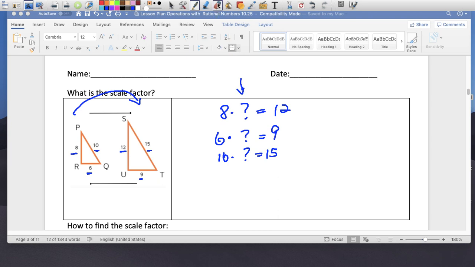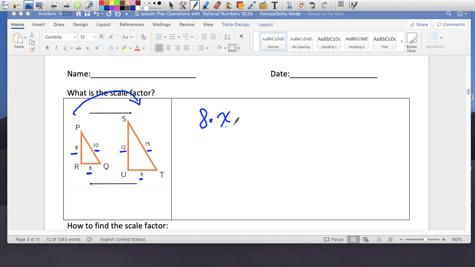So instead of that question mark, let me erase everything and start with the first one. So 8 to 12. So 8 times x, a number, equals 12. Let's see what that x is going to be. Well, if that's 8x, divide by 8, divide by 8, and x is going to be 12 over 8, which is 1 and 4 over 8, or x equals 1.5. So if you get a calculator and you divide 12 by 8, you actually get 1.5.